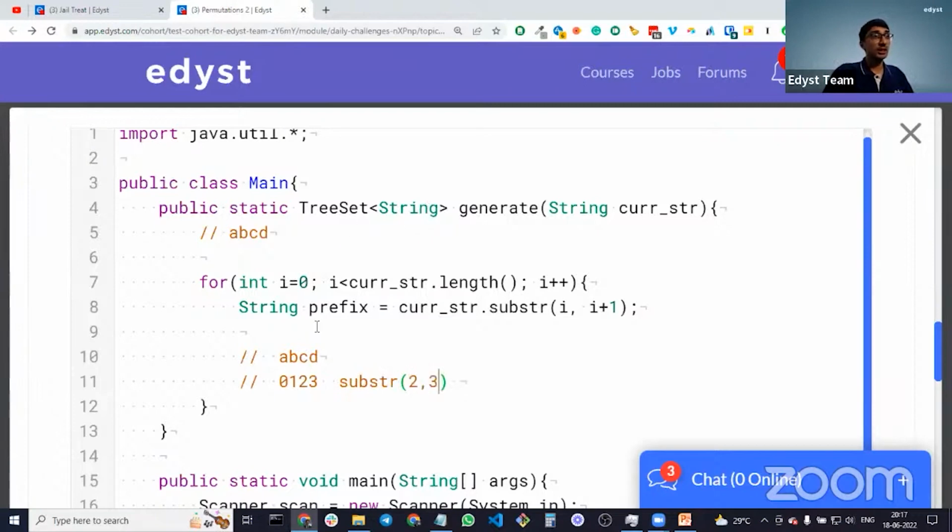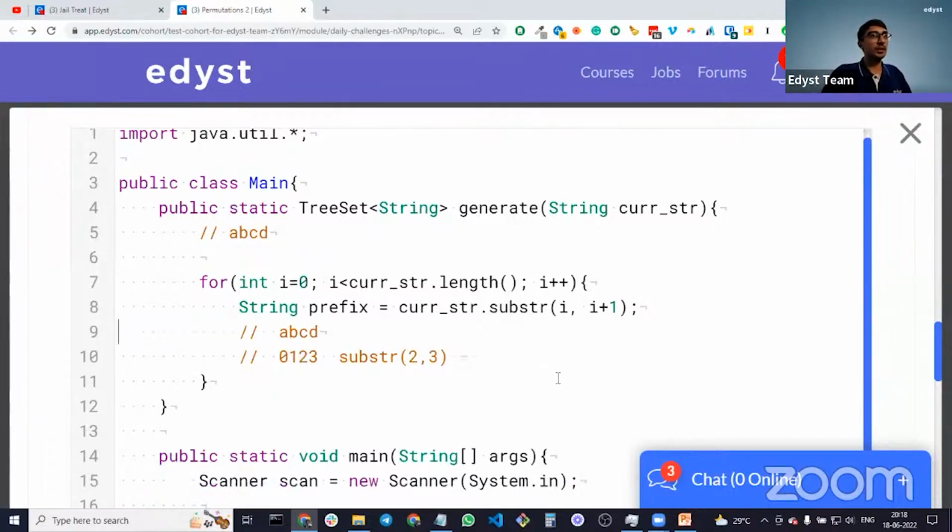It says, get me the element at 2, from 2 up till less than 3. So it will only give me index 2. Had I put 1, 3, it would say starting at 1 up until less than 3, so it's going to give me BC. But because I put 2, 3, it says starting at 2 but less than 3. Less than 3 means it's only 2, so you'll get C over here. Okay, just letting you know about that.